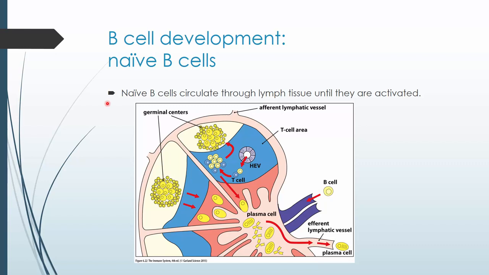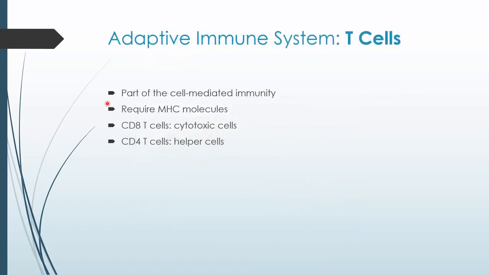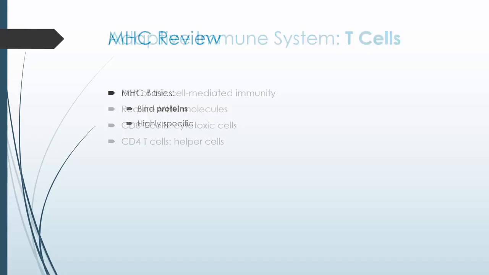So that is the pathway of B cell development. It starts in the bone marrow, goes through negative selection, gets released into the lymph, but then patrols all of the lymph nodes looking for an epitope or an antigen to bind to. All right, so that takes care of B cell development. What about T cells? Well, T cells are part of the cell-mediated immunity. They require MHC, and there are 2 types: CD8, which are cytotoxic, and CD4, which are helper cells.